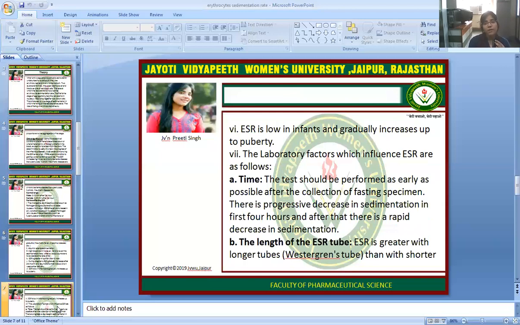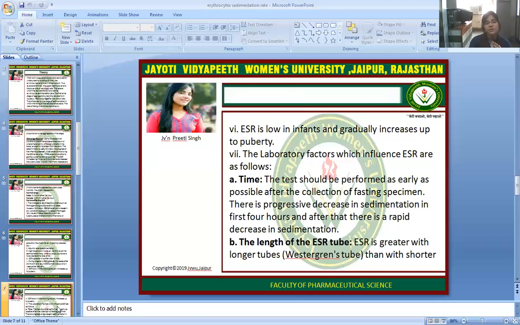The laboratory factors which influence ESR are as follows. Firstly, the factor is time. The test should be performed as early as possible after the collection of a fasting specimen. There is a progressive decrease in sedimentation in the first 4 hours, and after that there is a rapid decrease in sedimentation. The next one is the length of the tube.